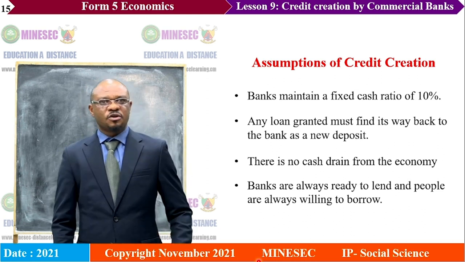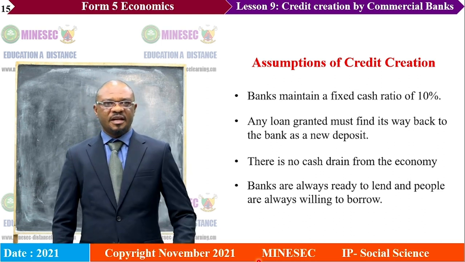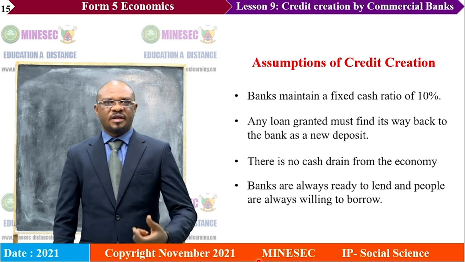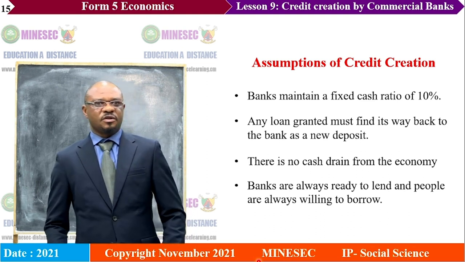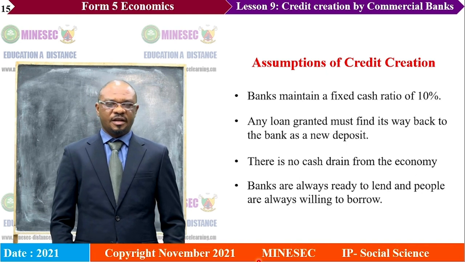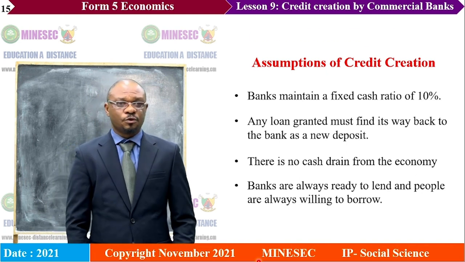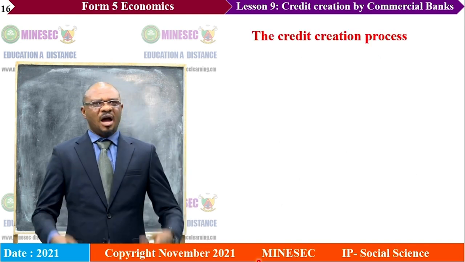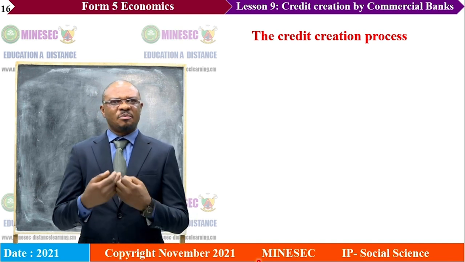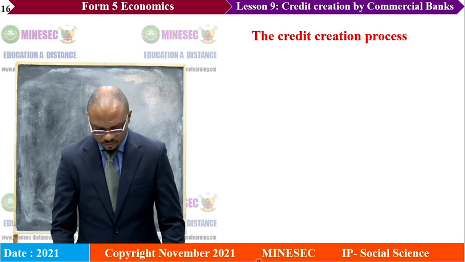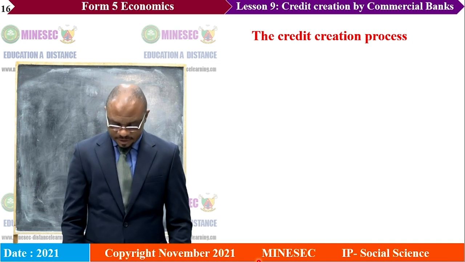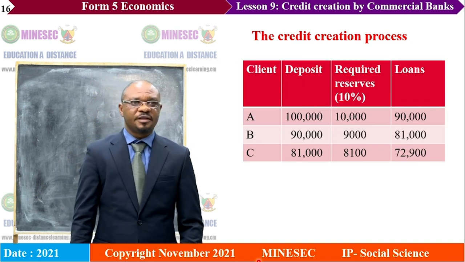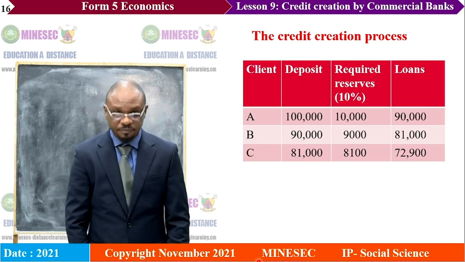So these are the four assumptions of credit creation: maintaining a fixed cash ratio, loans granted must eventually be redeposited back into the bank, no cash drain, and customers making extensive use of the bank. So how does the credit creation process work? We'll explain this process from the point of view of the table that we see on the board.